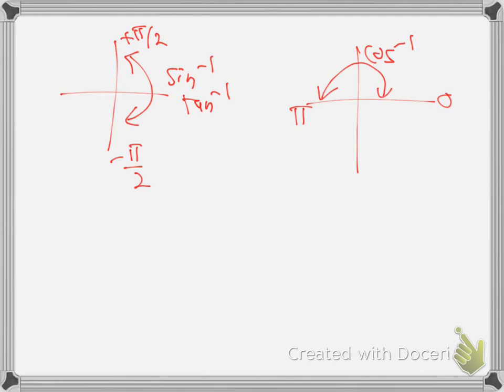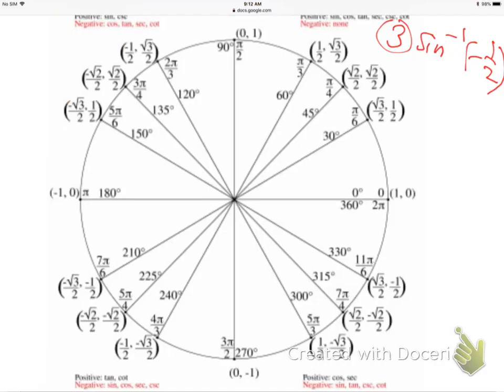So that means when I'm looking for an answer for sine inverse, I'm only going to look in these two quadrants, right? Only going to look there. So where do I see negatives? This is cosine, sine, cosine, sine, cosine, sine, cosine. Oh, there it is. Sine negative a half. So 11 pi over 6.